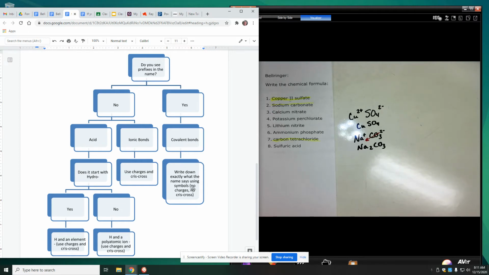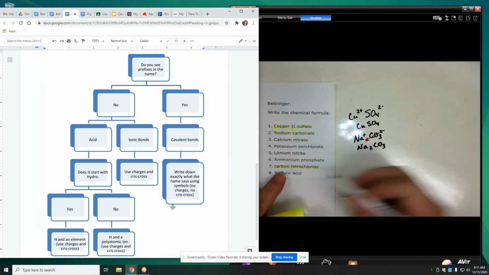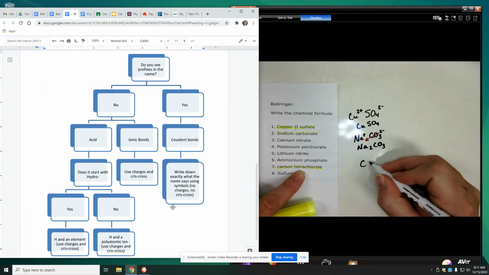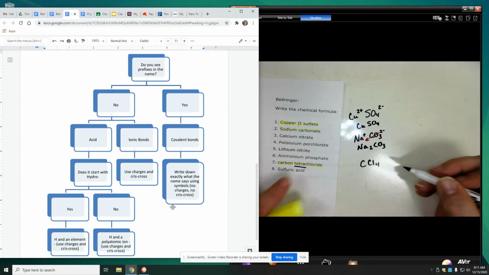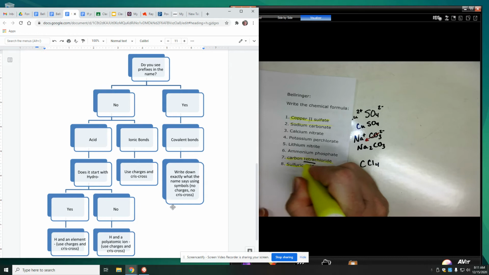We write down exactly what the name says using symbols. So no charges, no crisscrossing. This is a molecule. It's not made of ions. So we have 1 carbon, and then we're going to have that bonded to chlorine, and tetra means 4. So that is the formula for carbon tetrachloride. Let's look at this one.